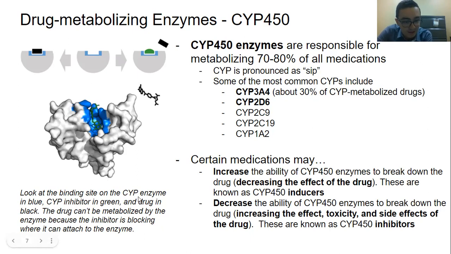So look at the binding site on the CYP enzyme. This is our CYP enzyme. This could be CYP450, CYP3A4, CYP2D6, CYP2C9. It doesn't really matter which one it is. Let's just say it's a generic CYP enzyme. Now, remember, a CYP inhibitor is decreasing the ability of the CYP to actually metabolize the drug that it's supposed to be metabolizing. That CYP inhibitor is shown in the green right there.